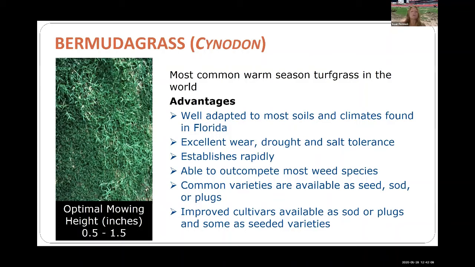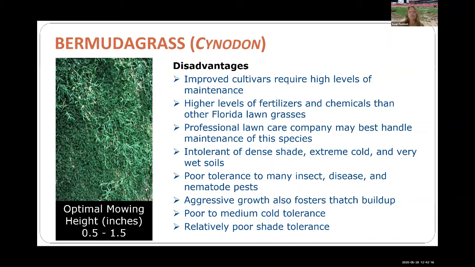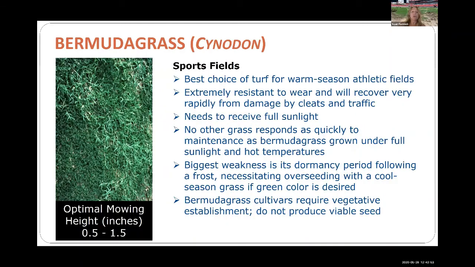Common varieties are available as seed, sod, or plugs, and the cultivated varieties are only available as sod or plugs. The disadvantages: it can require a lot of maintenance, so maybe not the best turf grass for a lawn. It is intolerant of dense shade, extreme cold, and very wet soils, so we need to make sure that Bermuda grass is put primarily in full sun areas. There are a lot of issues with insects, disease, and especially nematodes. It has aggressive growth that fosters thatch buildup, so verticutting is a lot of times necessary on the sports fields that use it. It has medium to poor cold tolerance and, again, very poor shade tolerance.